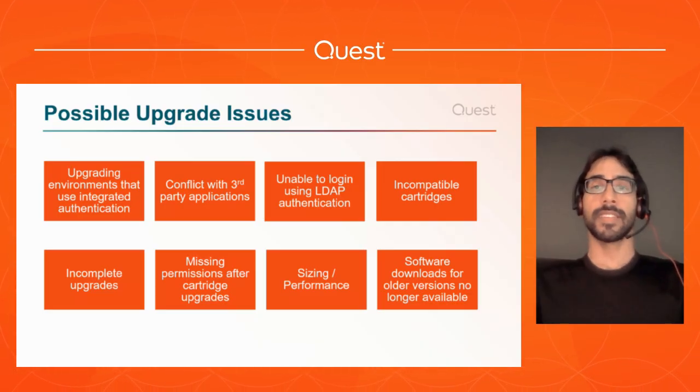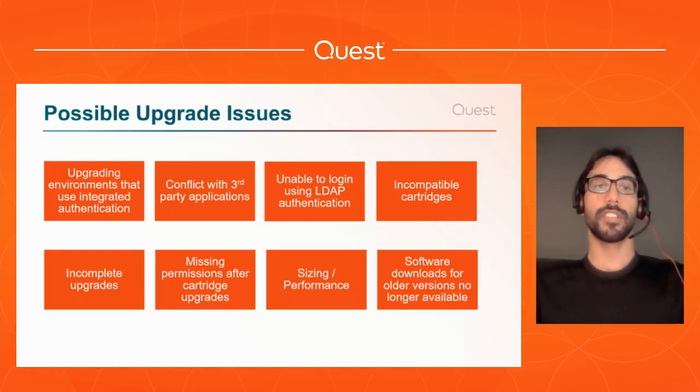We also have sizing and performance issues. For example, the memory allocations for the agent managers may not be enough, and there could be other performance issues on the server. It's also something that sometimes could be identified while restarting the agent managers during the agent upgrade stage. We also have missing permissions after cartridge upgrades. Updates in agents may include collection changes that require additional privileges, so grant scripts may need to be run again in order to grant those permissions to the monitoring account.